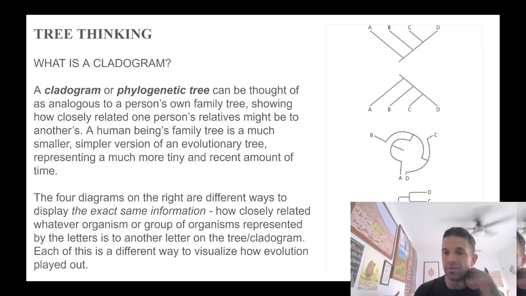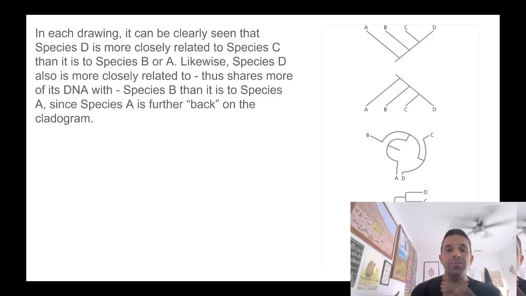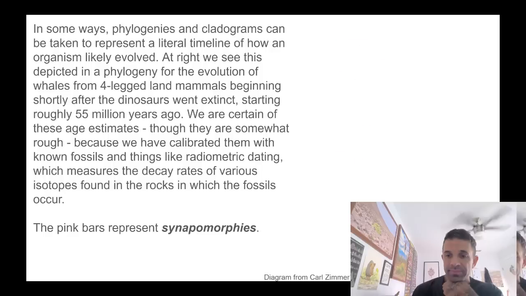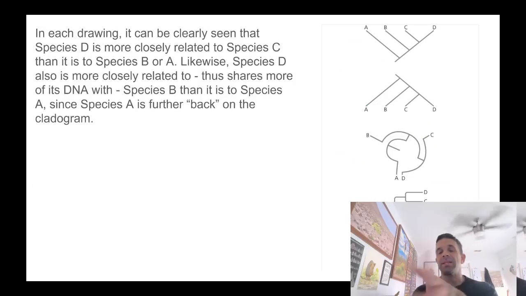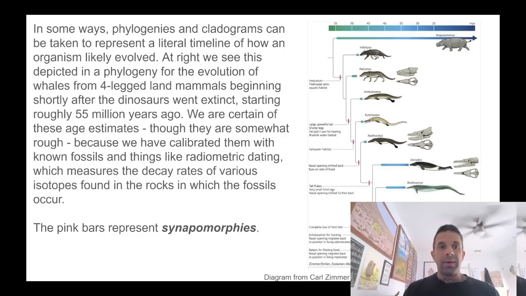Still not the same, because they're different taxa, different species. But in each drawing it can clearly be seen that species D is more closely related to species C than it is to species B or A. I was saying it's more closely related to B than A, which is also true, but either way, D and C are very closely related. So that would be a monophyletic clade. D and C would be a genus. In some ways, phylogenies and cladograms can even be taken to represent a literal timeline of how an organism likely evolved.